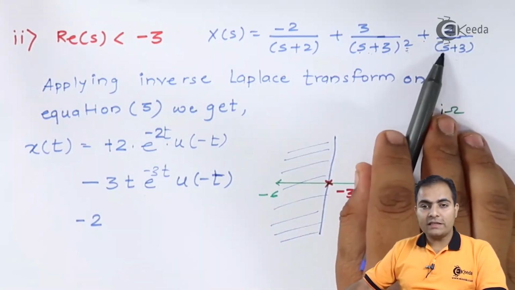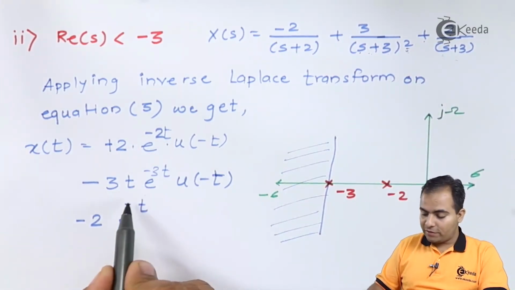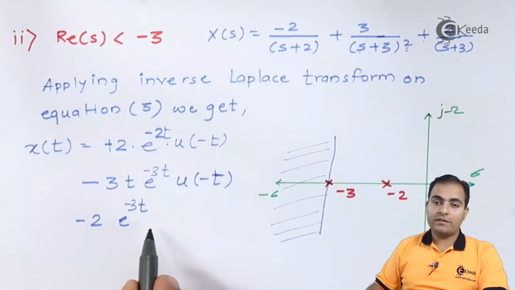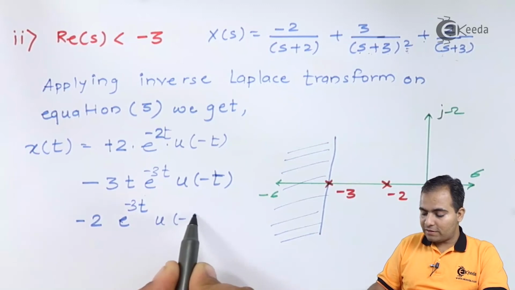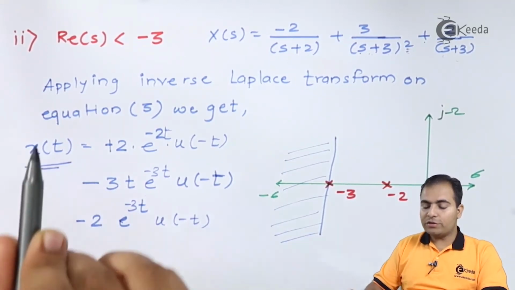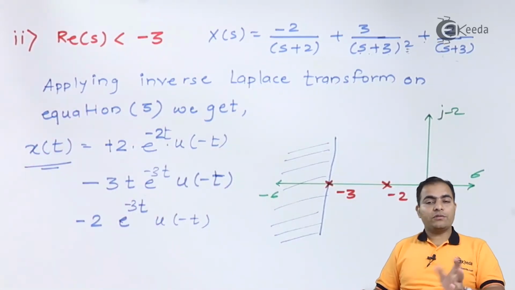S plus 3, which means s is delayed by 3, so multiply this t value by the opposite sign value, which is a minus 3t, and as I told you earlier, the ROC is left-handed sided, so 1 by s inverse Laplace is u of minus t, and the minus sign was already multiplied outside, and this is the solution for the left-handed sided ROC. Now the third part is remaining, which is a two-sided ROC.